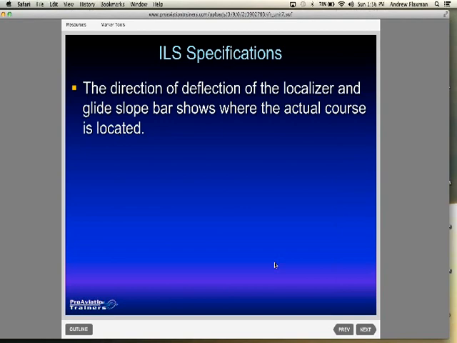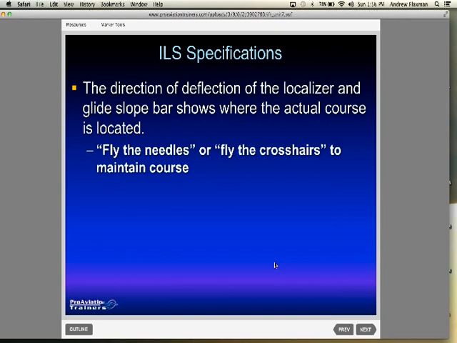The ILS specification. So the direction of deflection of the localizer and glide slope bar shows where the actual course is located. Fly to the bars. That's right. There you go. Fly to the needles or fly to the crosshairs. Or if you have a flight director, we put the notch in the crotch. That's what we call it.